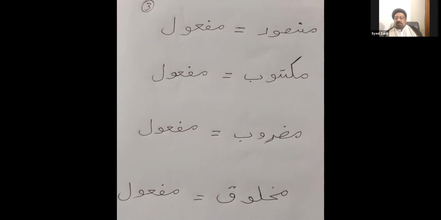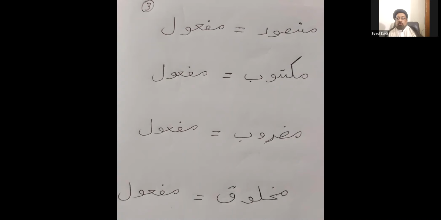Madroob, as you have learned earlier, comes from the word darb. So madroob, you know instantly, mim is from huruf zaid. Dad is huruf asli, Ra is huruf asli, and Ba is huruf asli. Waw and Mim are zaid, which remain unchanged. So madroob is maf'ul, and makhluq is maf'ul.